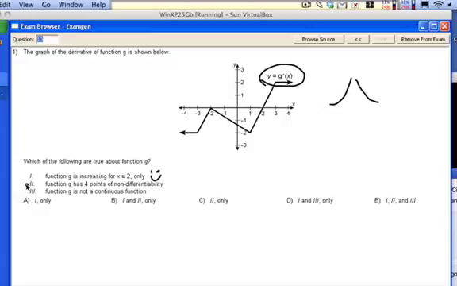So 2 is out. Function g is not a continuous function. That's not true either. It actually is a continuous function, okay? Because the derivative is defined at all different places. So the function has to be continuous. So 3 is also not correct. So the answer here is 1 only. Only g is increasing for x greater than or equal to 2.